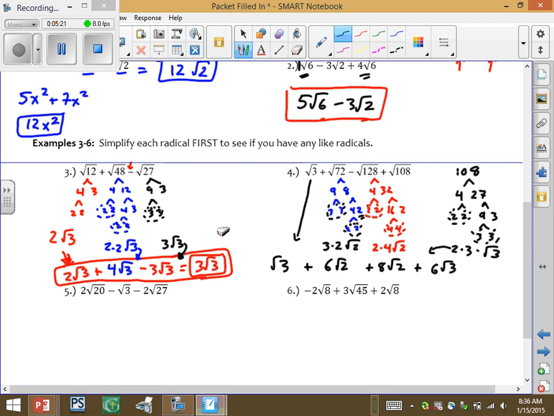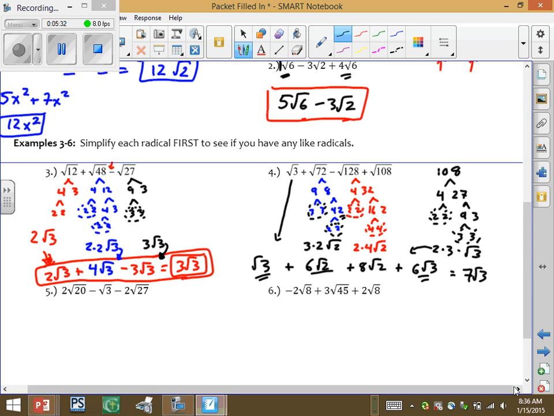And if you look carefully, we've got a couple of like radicals. You got 1 square root of 3 plus 6 square root of 3. And that'll be 7 square root of 3. And then 6 square root of 2 plus 8 square root of 2 will be, oh, excuse me, actually, that's supposed to be minus 8 square root of 2. If you look right there, my apologies. So 6 minus 8 is actually negative 2 square root of 2. And that's as far as it'll go.